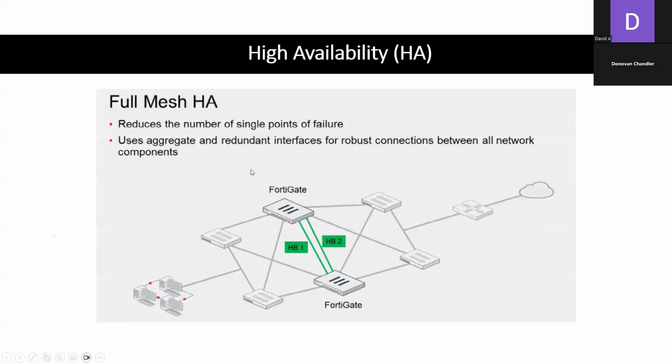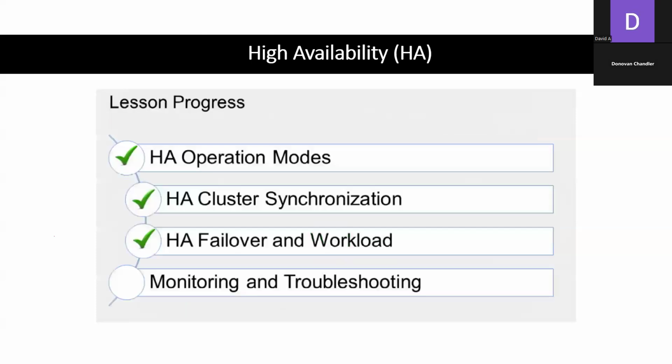Any questions so far? Okay, awesome. So we just finished this section. Question one: an HA failover occurs when the link status of a monitored interface on the blank goes down. Is it A, primary FortiGate, or B, secondary FortiGate? Primary. Okay.